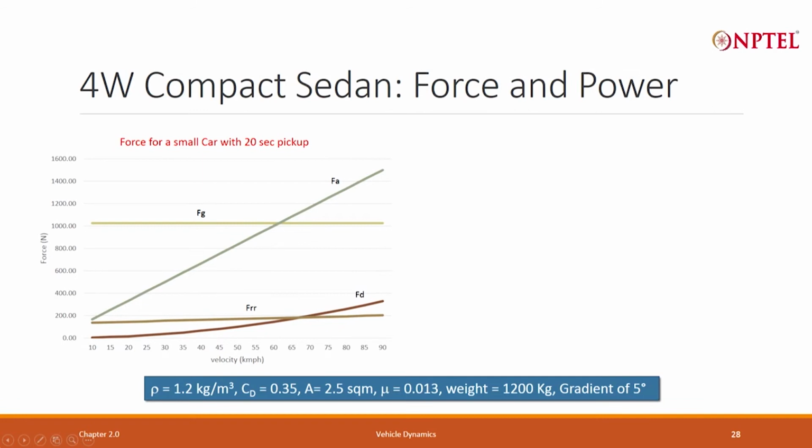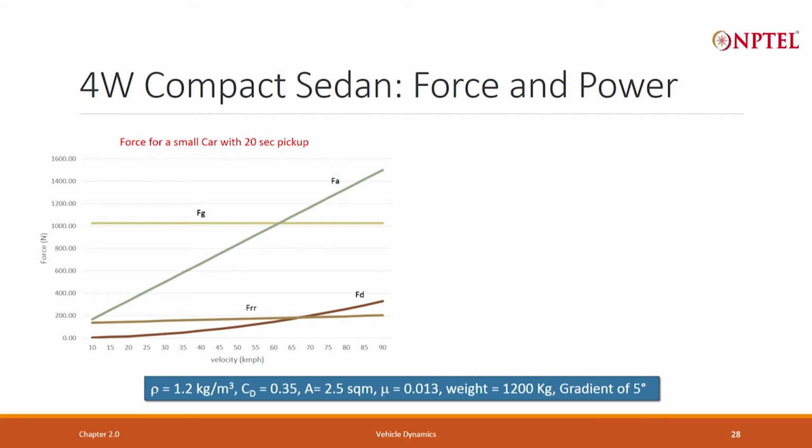What happens to all these forces? Look at the forces. A gradient of even 5 degrees is about 1000 newtons. Force is of course constant with velocity. If I want to accelerate in 20 seconds, suppose I want to go to 60 kilometers per hour, well, it is again 1000 newtons. But if I want to go to 90 kilometers per hour, it is about 1500 newtons. Force goes up quite a bit.